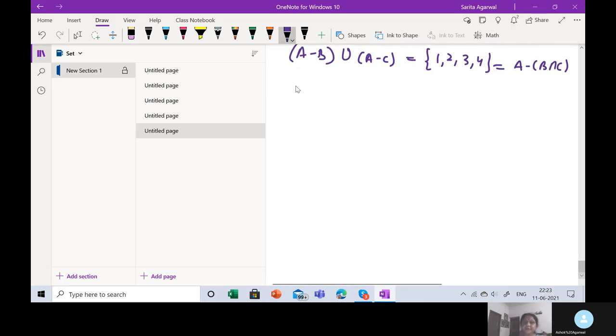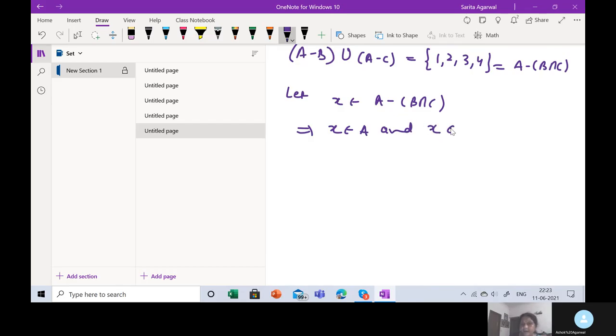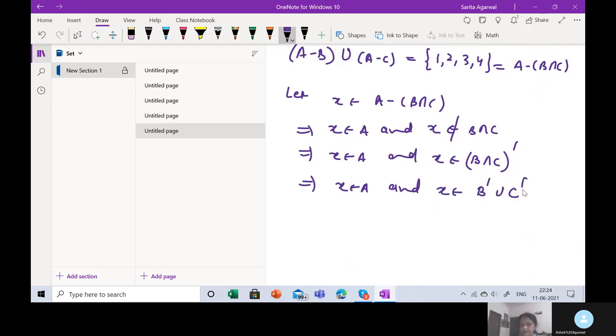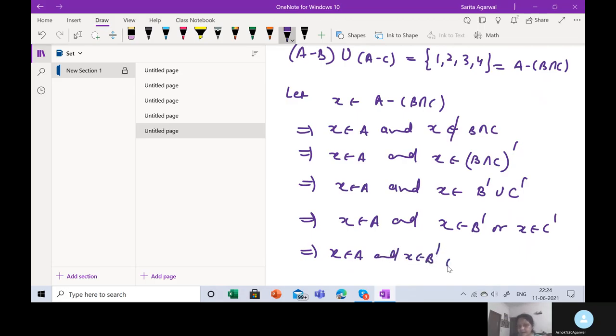Let X belong to A minus B intersection C, right? That means X belongs to A and X does not belong to B intersection C. Means X belongs to A and X belongs to B intersection C complement. According to De Morgan's law, this means X belongs to A and X belongs to B complement union C complement. That means X belongs to A is a must, and X belongs to B complement or X belongs to C complement.